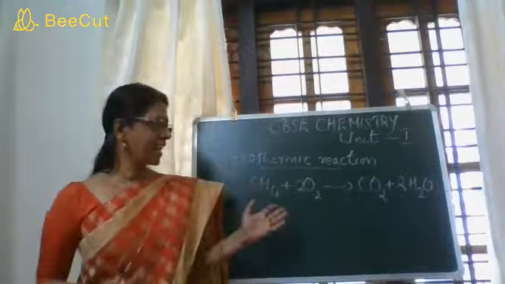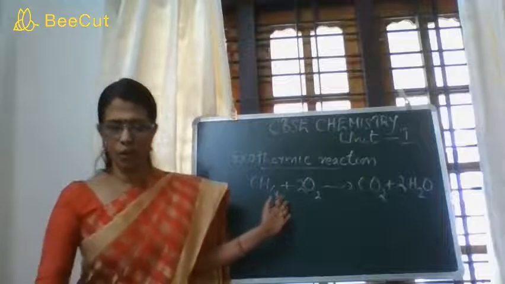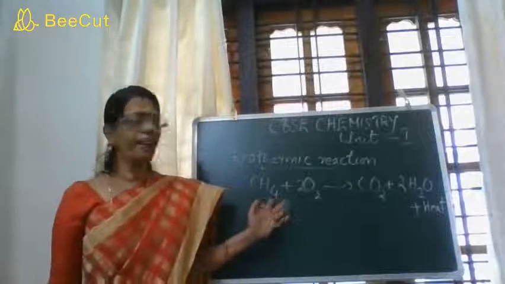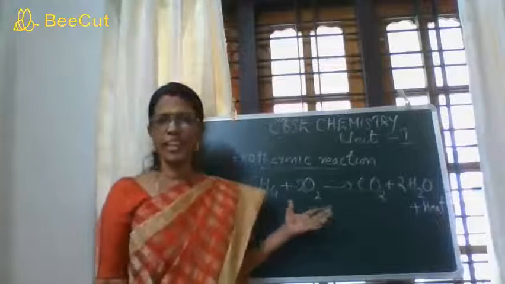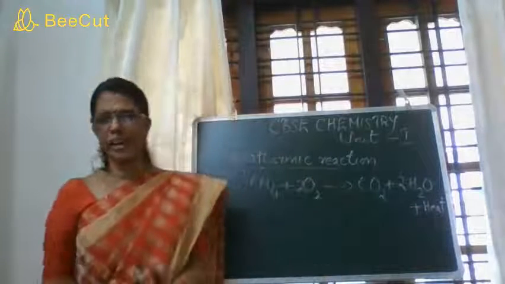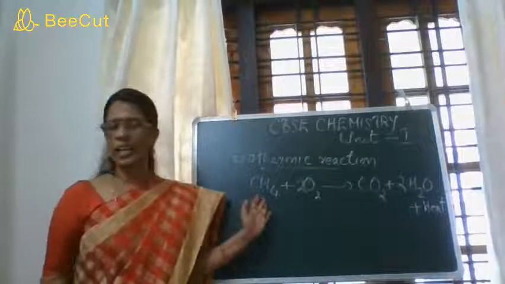There are certain reactions in which heat energy is given out. Here is an example: methane reacts with oxygen. That is the burning of methane, natural gas we can say. And during the burning of natural gas or methane, a lot of heat is given out. That is an exothermic reaction. Methane is actually a fuel.